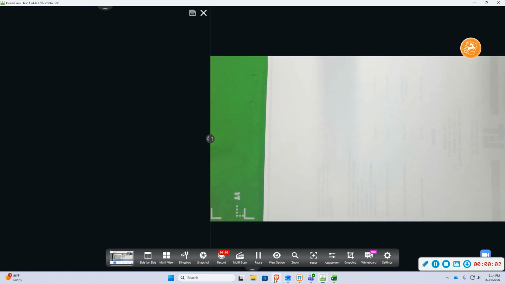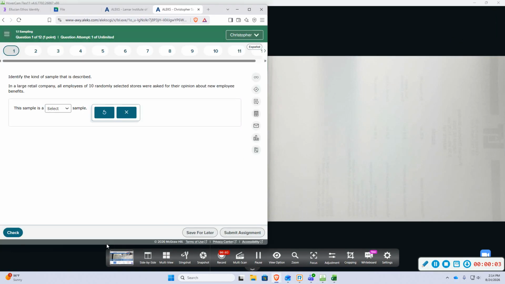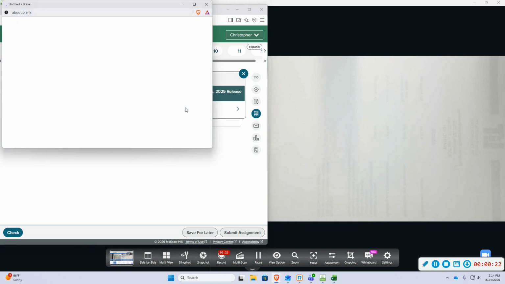All right, today we are going to be in section 1.1 for statistics. This is dealing with sampling. If you are in Aleks, on the right side of the assignment is the ebook. You can also get there from the site, but I'm going to open it up from within the homework. It takes me directly to that section.